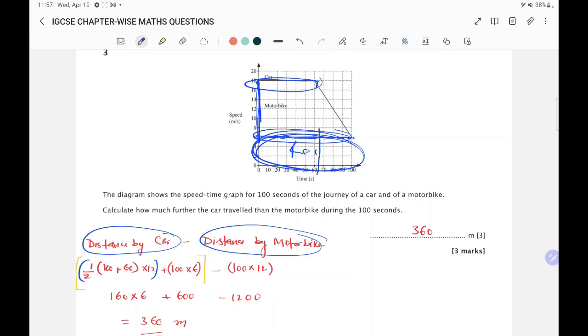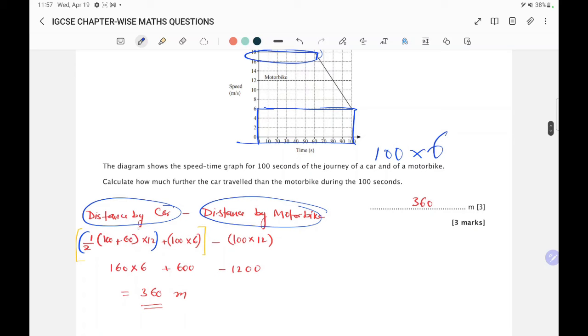I mean the area of rectangle, right? This area of rectangle, which is 100 times, and this is I think 6. So 100 times 6. How is it 6? You can check here. See, this is 6, right? This one. So 100 times 6. So this is distance traveled by car.